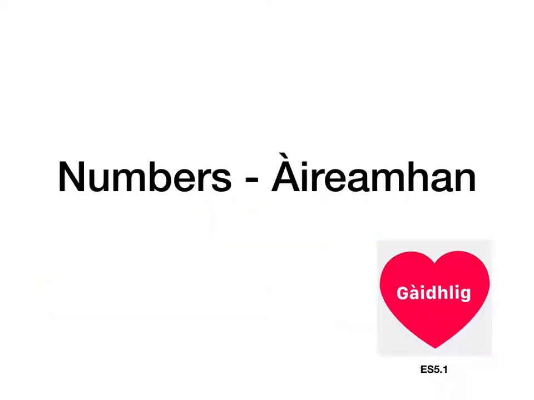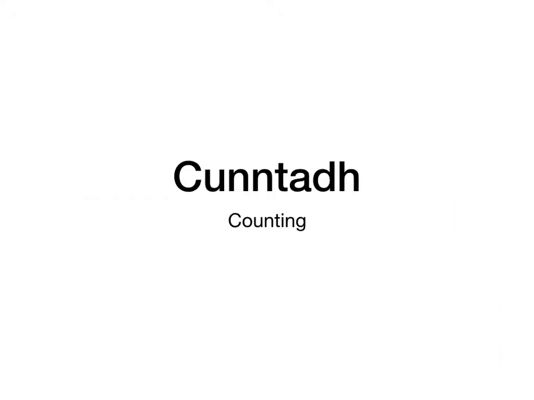Okay, this is the first part of the fifth lesson, looking at Àireamhan, numbers. It's all simple stuff that you should be refreshing all the time, and a lot of people in National 5 and Higher lose marks because they haven't mastered their numbers. But it's also useful for one other thing, and we're looking at cúntaigh, counting. The Gaelic for counting is cúntaigh.